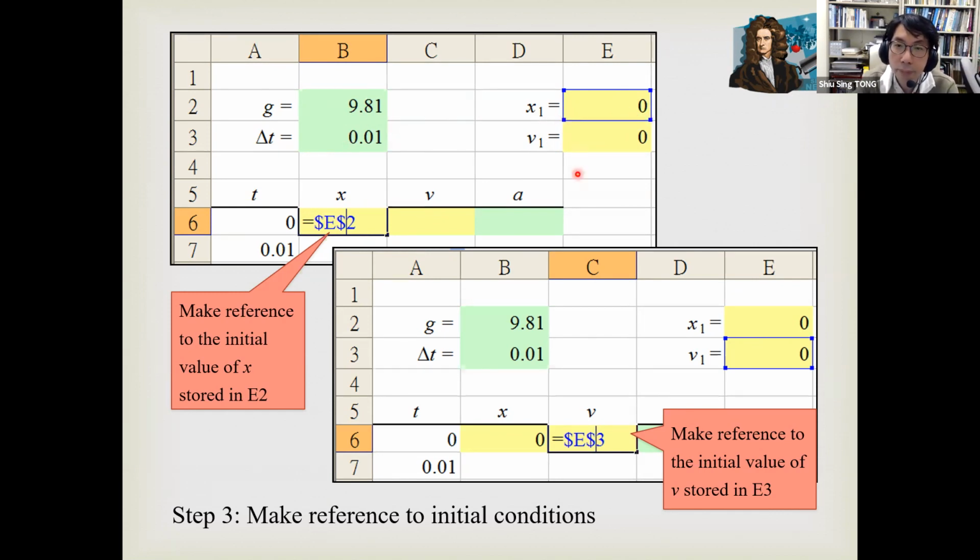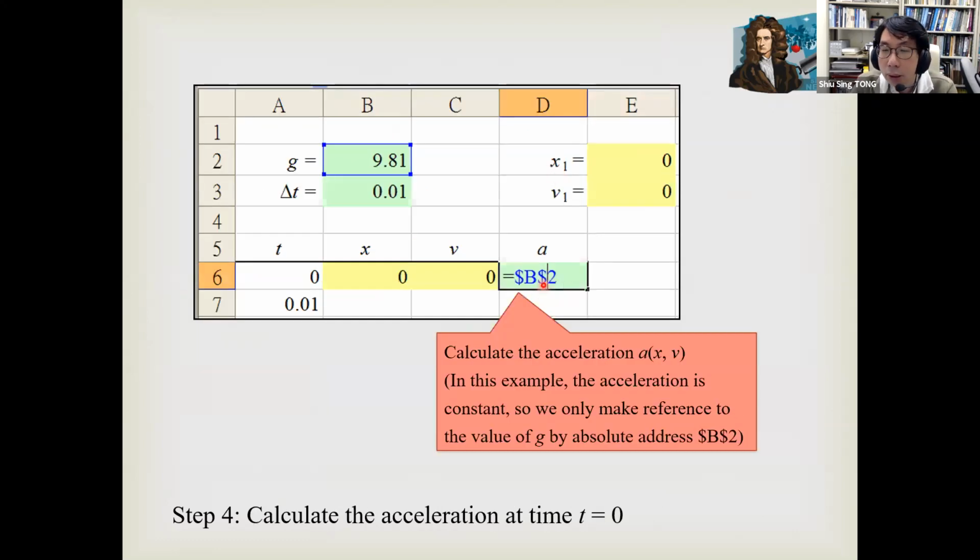So what is the acceleration? In this case, the acceleration is a constant. So I always refer to this value. I simply type $B$2. When I copy and paste, it always refers to this cell B2, with the value 9.81. So I have now completed the first row.